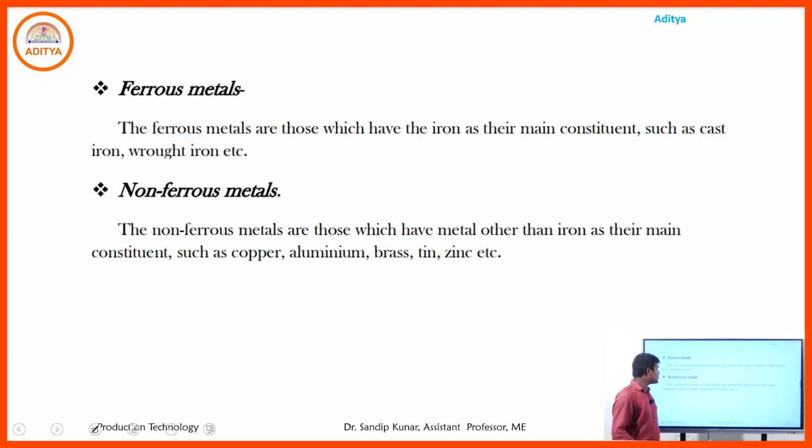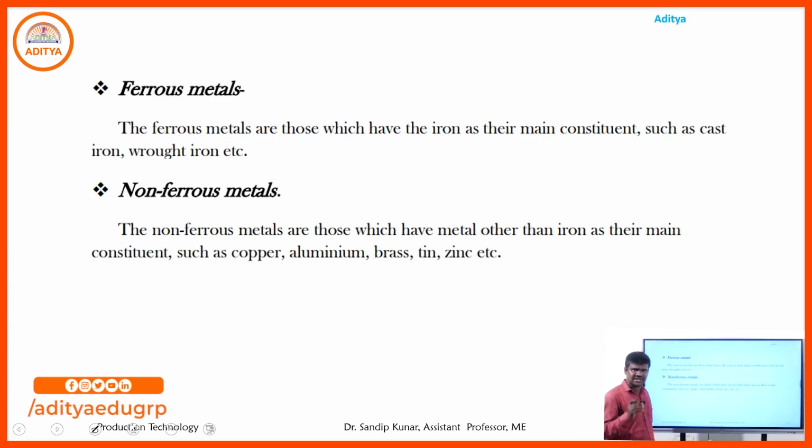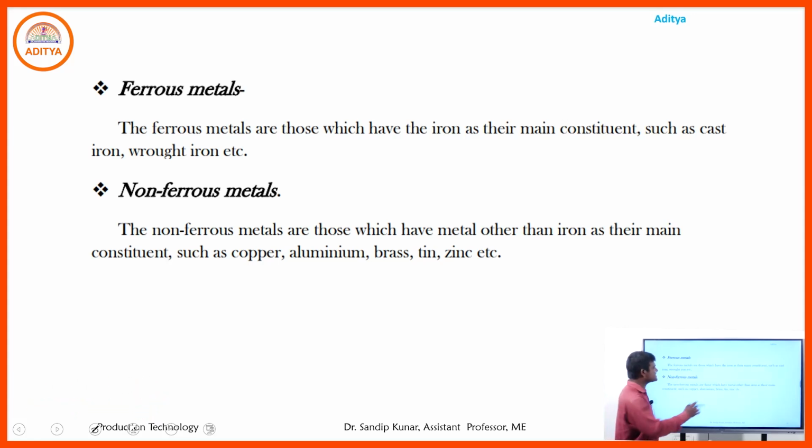Ferrous materials. Generally in our earth, two types of materials are easily available in the market. First is ferrous material. That material has its main constituent as iron. That is the ferrous material, main constituent iron. Examples are cast iron and wrought iron.